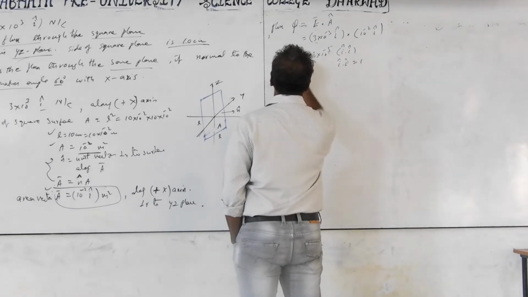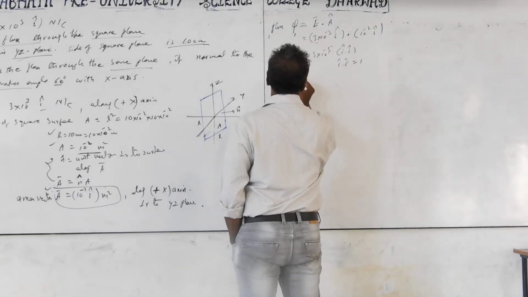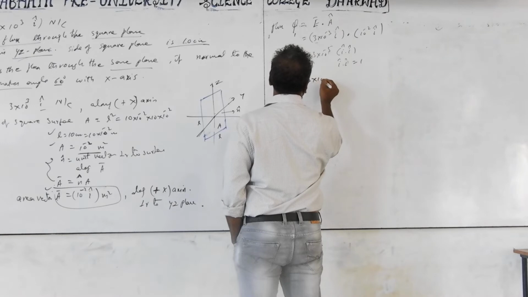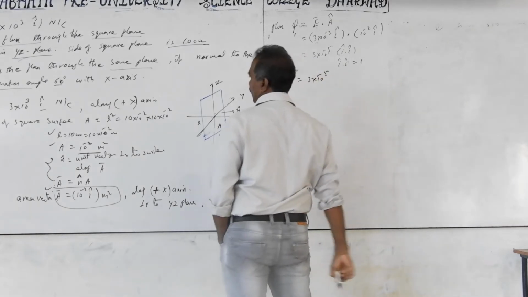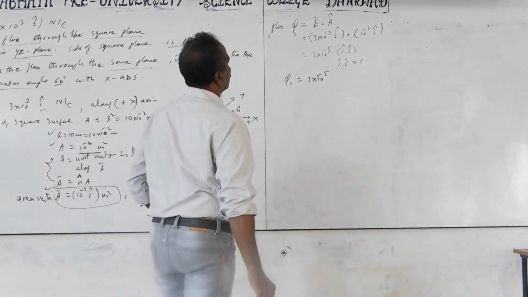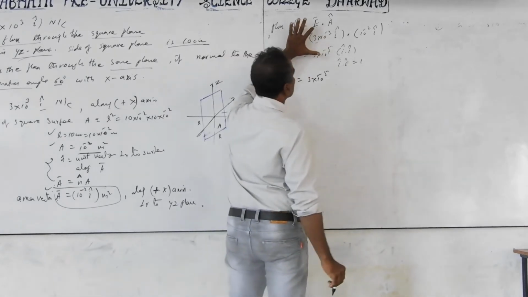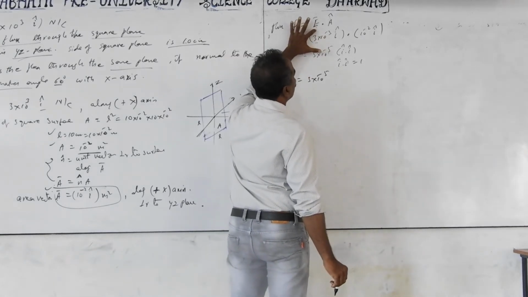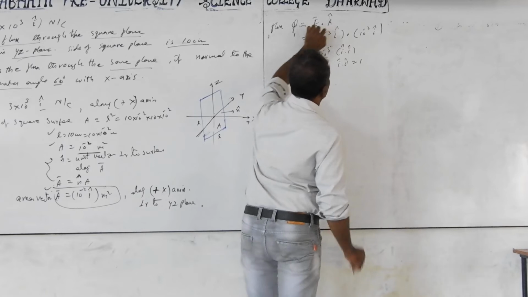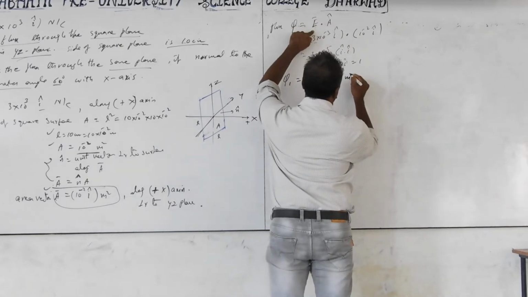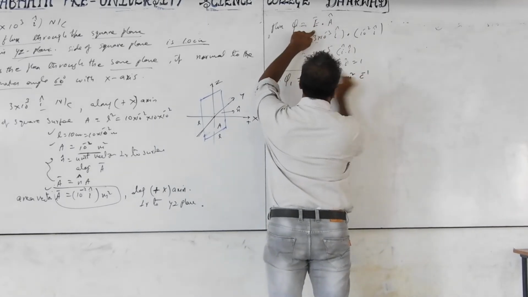In the first case, flux is equal to 3 into 10 to the power of minus 9. For the units of flux, flux equals E into A. The electric field units are Newton per coulomb, and area is meter square, so the units are Newton meter square per coulomb.